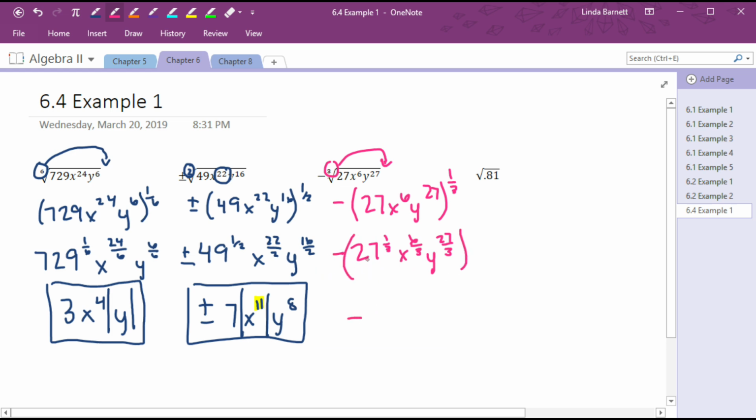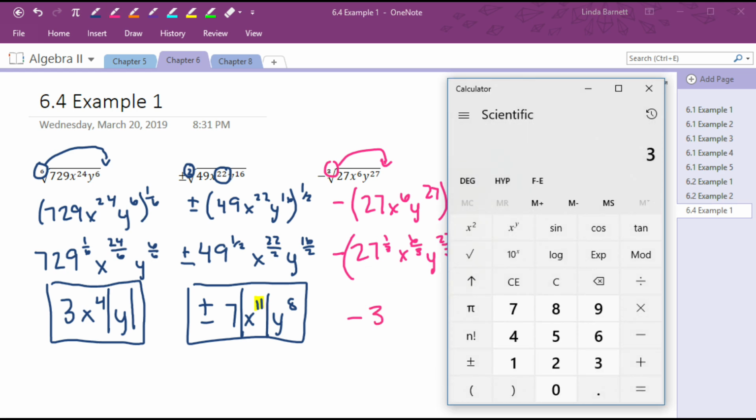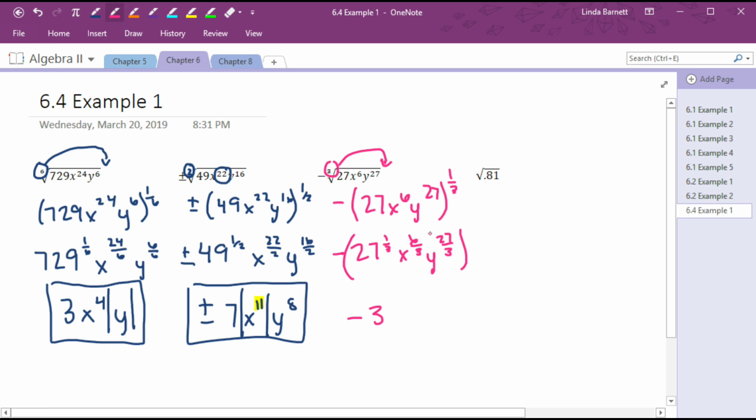So it's going to be negative. The cubed root of 27 is 3. But if I didn't know that, we could still go to our calculator and do 27 to the power of parentheses 1 divided by 3, close parentheses, press enter. I get 3. And now we're still just simplifying. 6 divided by 3 is 2, and 27 divided by 3 is 9. Y to the 9th. This one had an odd root, so I don't have to worry about absolute value brackets. This is just the answer.